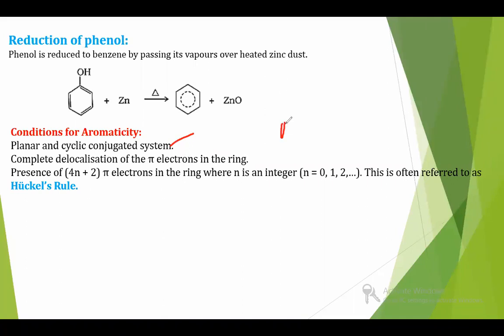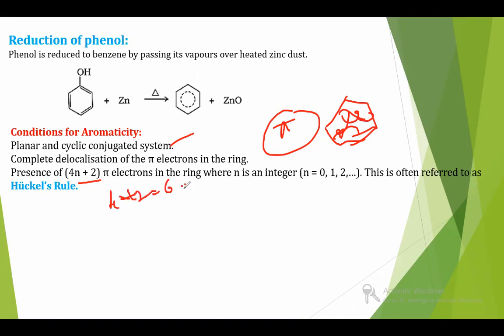In the ring, the delocalization of pi electrons means that, if we take the cyclic compound, the electrons should be delocalized completely, with the presence of 4n plus 2 pi electrons, where n is an integer: 0, 1, 2, 3, 4, etc. So 4 plus 2 is equal to 6 pi electrons, that is 3 pairs, which means 3 alternate double bonds.